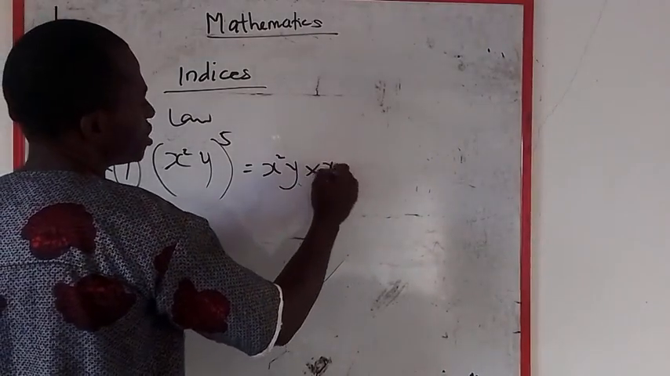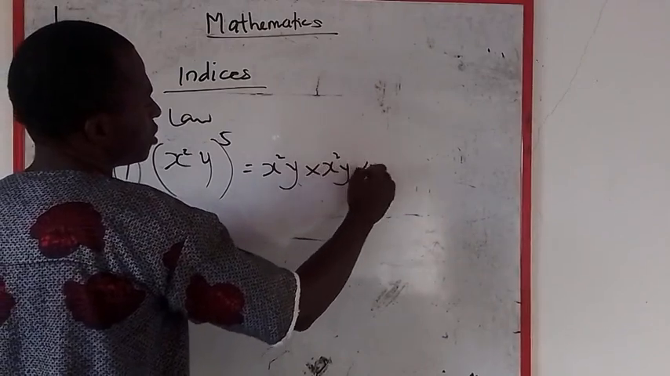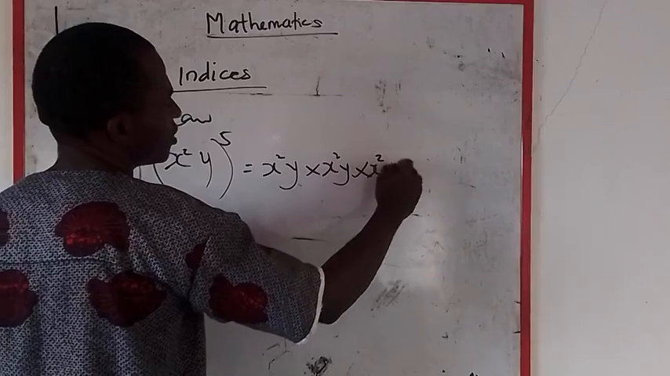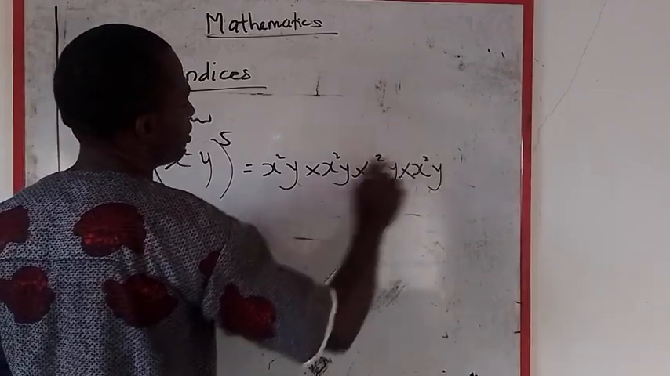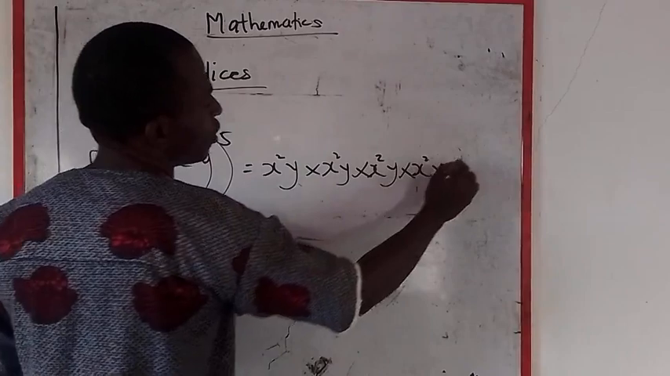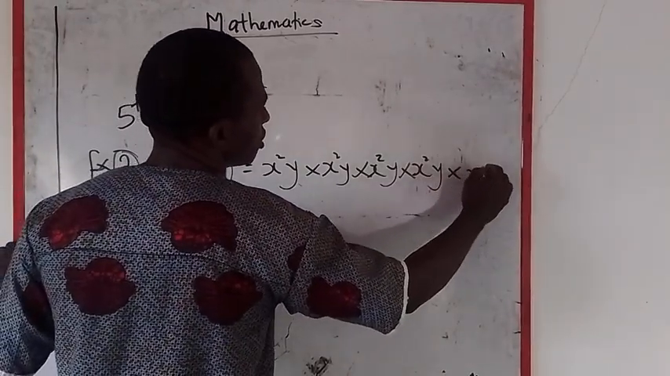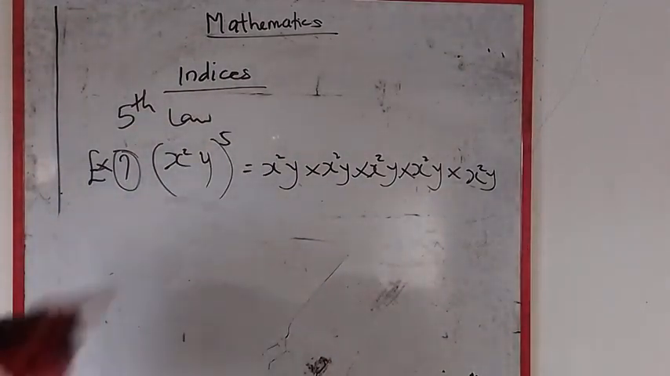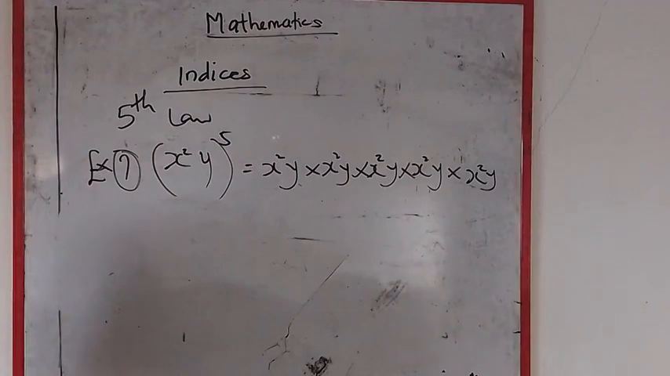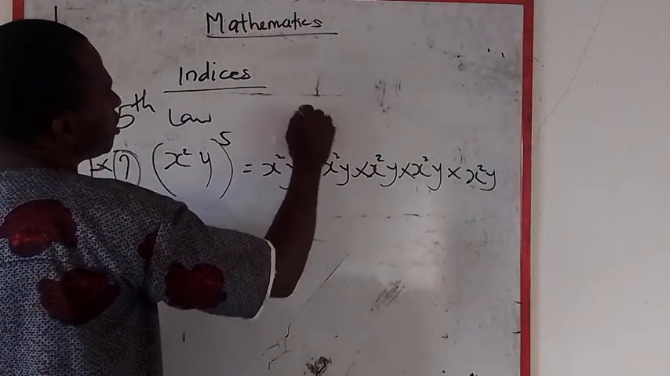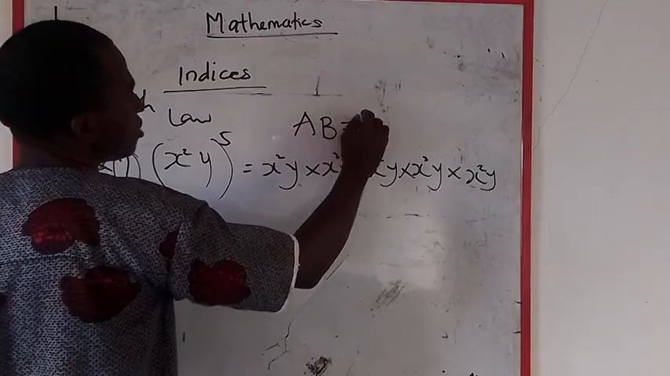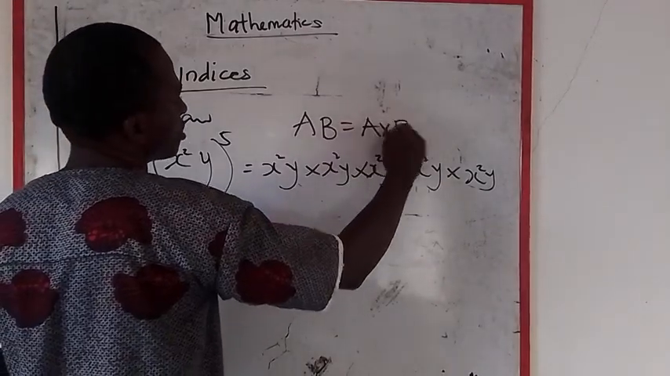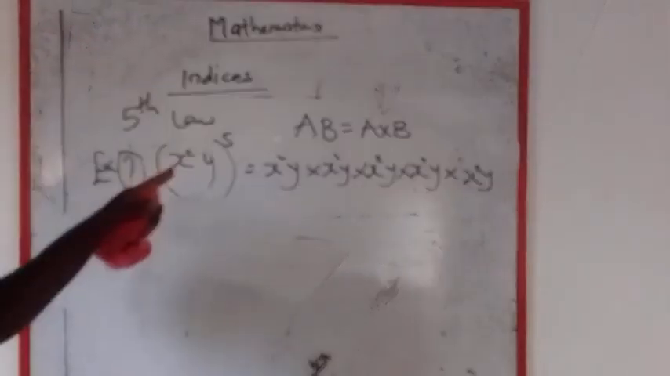Let me first of all do this like this. x squared y, x squared y, 1, 2, 3, 4, then x squared y. So you can see it's 5 of them. That's what this one tells us, raised to the power 5. Like I said earlier, don't forget ab is exactly a times b. ab means a times b.